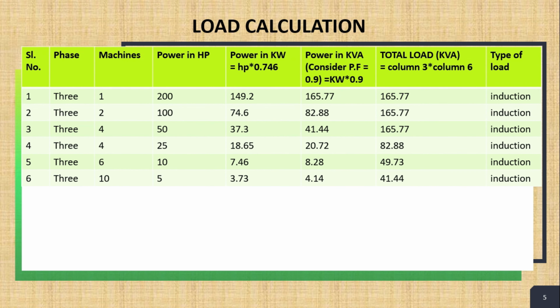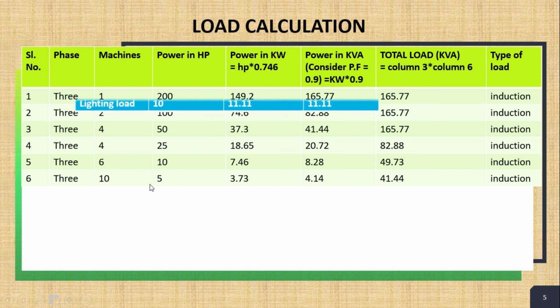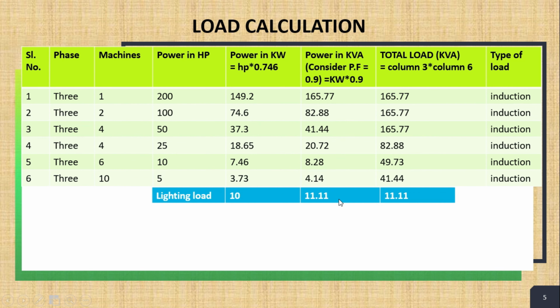Let us assume a project has a requirement of 200 HP motor, one number, 2 numbers of 100 HP motor, 4 numbers of 50 HP motor, 4 numbers of 25 HP motor, 6 numbers of 10 HP motor, 10 numbers of 5 HP motor, and it has a lighting load of 10 kW.